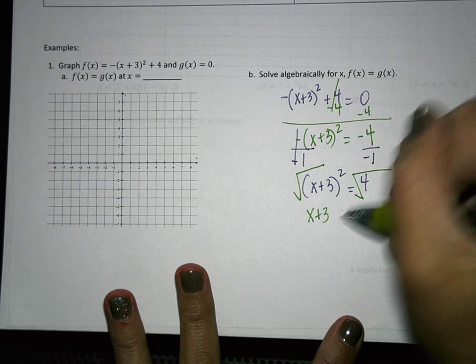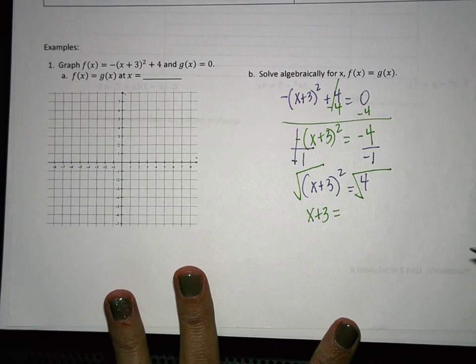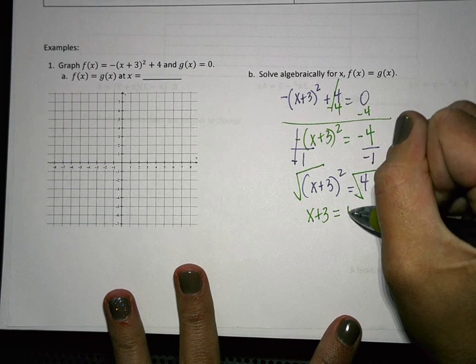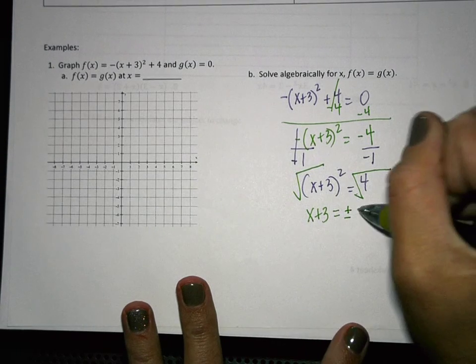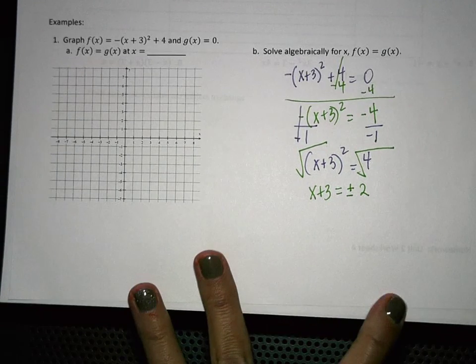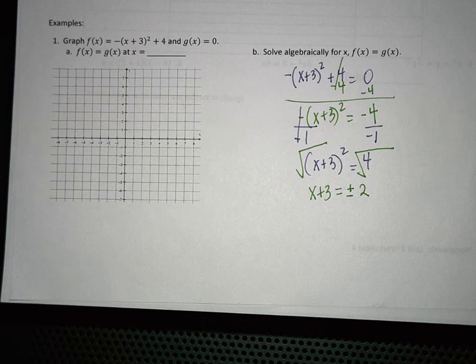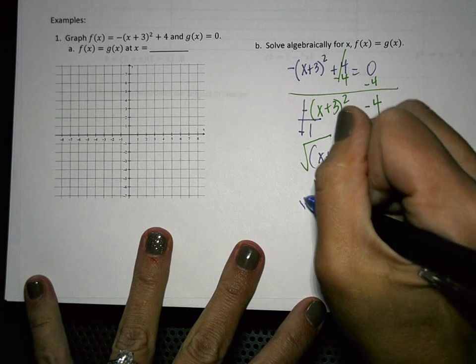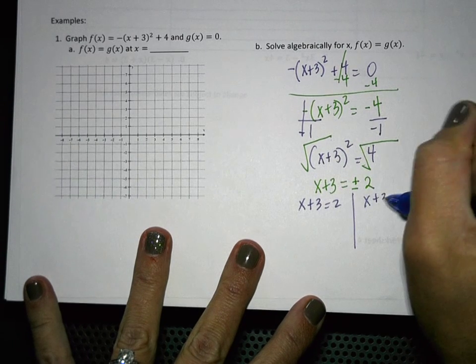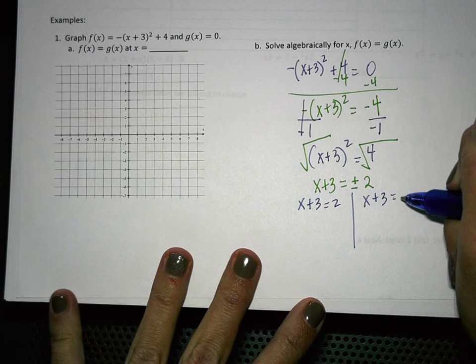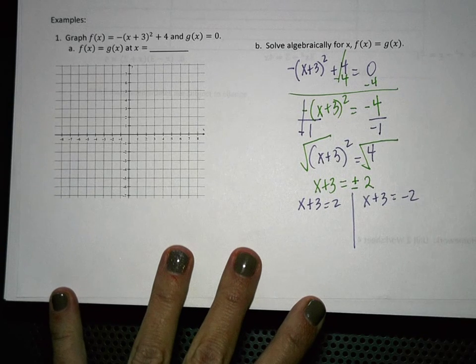Plus or minus. So we write this as x plus 3 equals plus or minus, and what is the square root of 4? 2. Very good. Now on this one, see how there's no roots here? Can I solve both of these equations? Yeah. So I would write two equations. We have x plus 3 equals 2, and x plus 3 equals negative 2. And then we would solve.